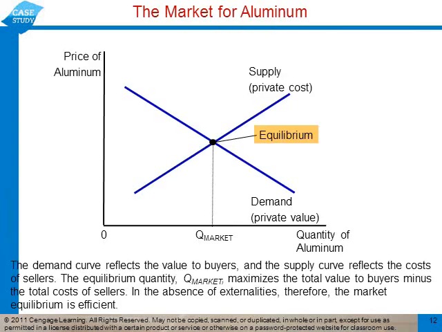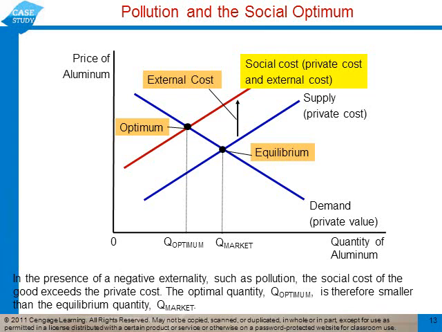Okay, so let's see, for example, the market for aluminum. So you have, as always, the price, the quantity, and the demand and the supply. So what happens when this industry produces pollution in the rivers or in the air or whatever? Okay, someone has to pay for that pollution.